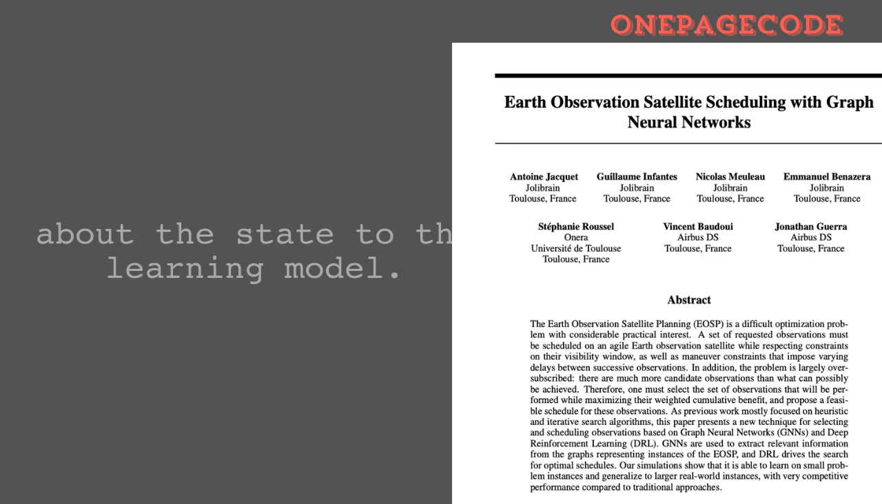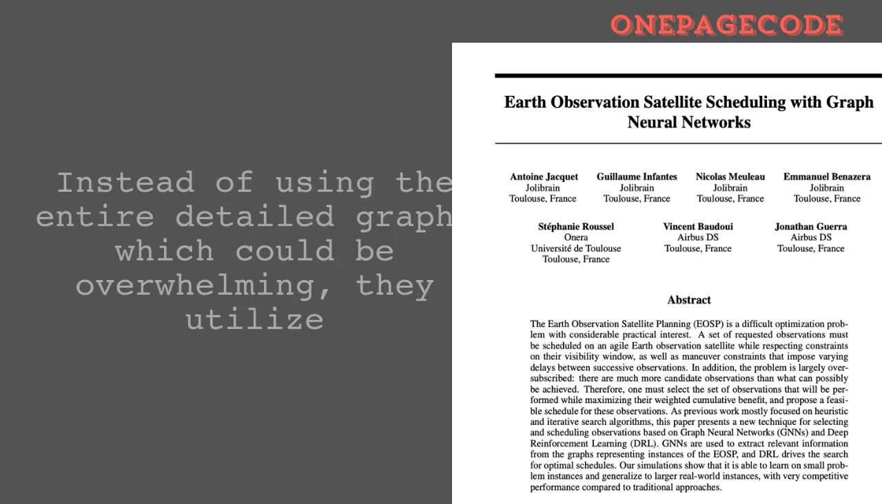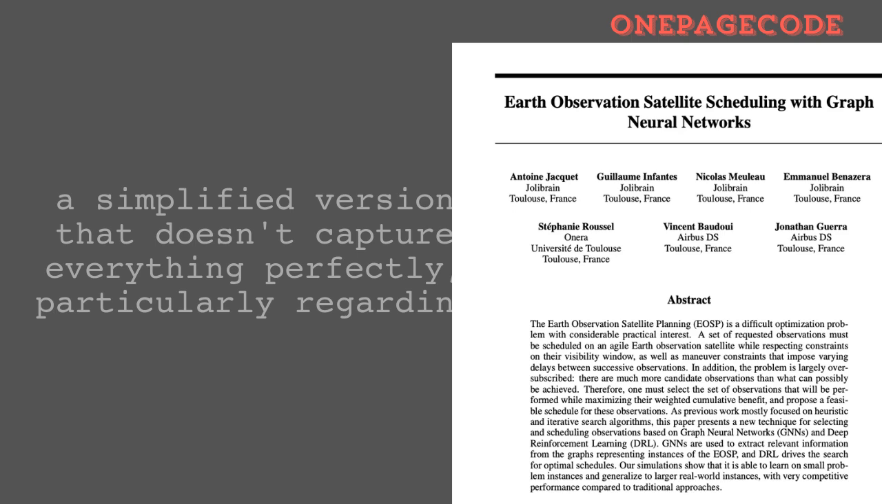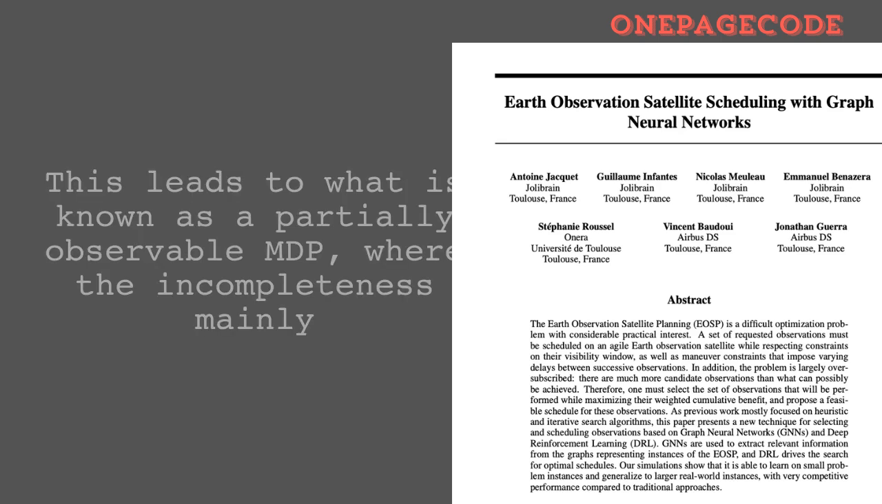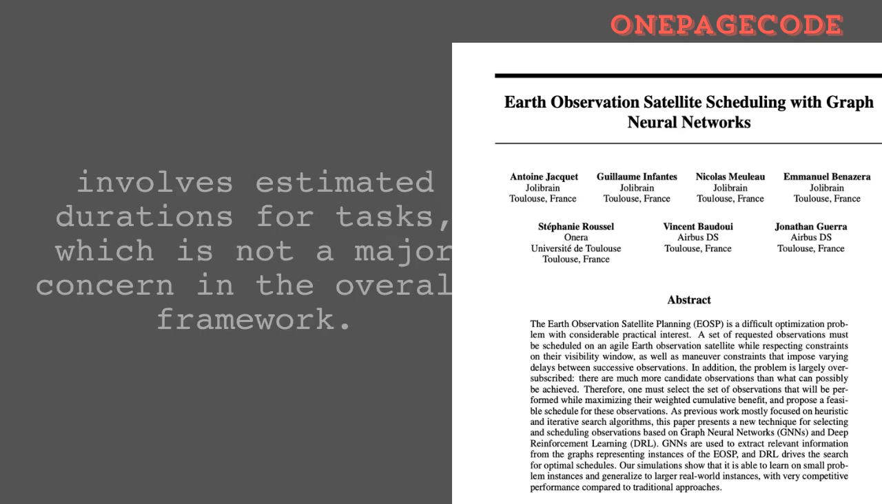While the MDP setup is comprehensive, the researchers do not provide complete information about the state to the learning model. Instead of using the entire detailed graph, which could be overwhelming, they utilize a simplified version that doesn't capture everything perfectly, particularly regarding how long actions take. This leads to what is known as a partially observable MDP, where the incompleteness mainly involves estimated durations for tasks, which is not a major concern in the overall framework.